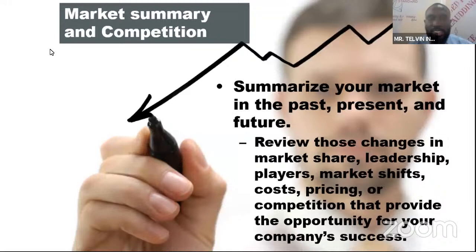Then your market summary and competition. Summarize your market in the past. How much has this industry that you are trying to start a business in been doing in the market? Then the present. How much is the present market value and what will be the future market value? You have to summarize that. Then you review those changes in market shares, leadership, players, who are the key people in this business, the market shifts, what are the changes that have been in the market, the costs, pricing, or the competition that provide the opportunity for your company's success.